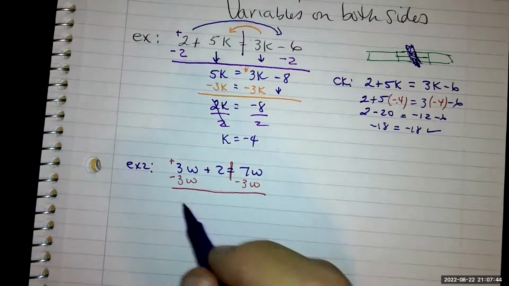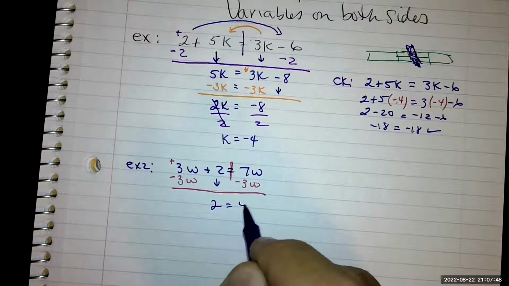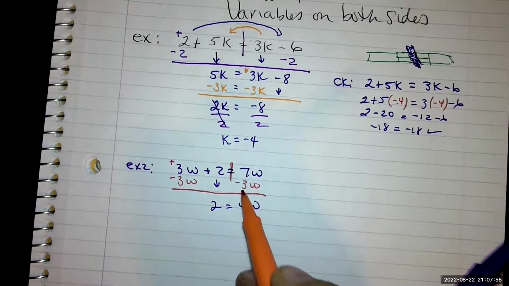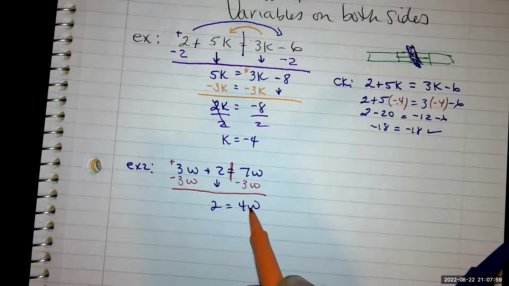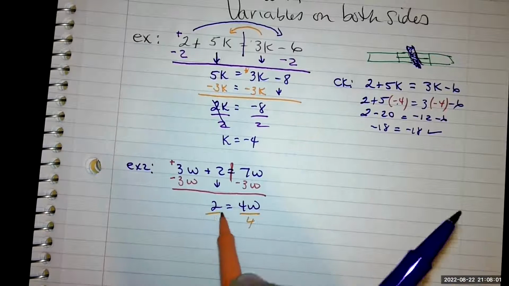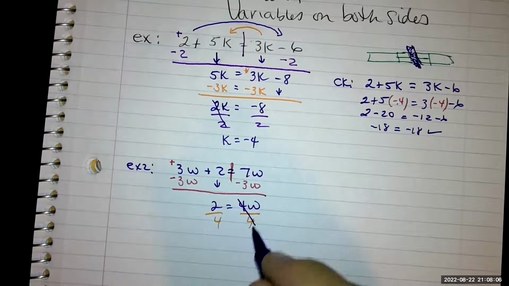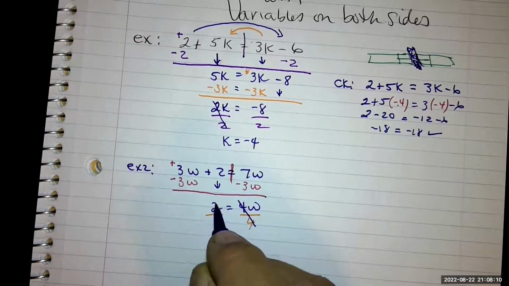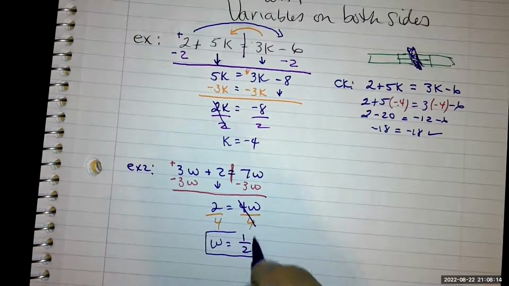So here we go. This is 0 pair. Bring down my 2. 7 minus 3 is 4, and it's a W. Now I divide both sides. Look at your variable. What's being done to your variable is being multiplied by 4. What's the opposite of multiply by 4? Divide both sides by 4. 4 divided by 4 is 1. 1 times W. So actually W equals, and what's 2 divided by 4, what you should say is 1/2. So W is 1/2.